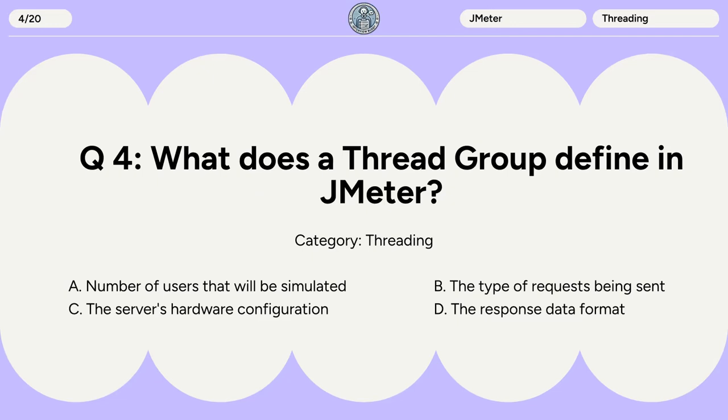Question 4. What does a thread group define in JMeter? A. Number of users that will be simulated. B. The type of requests being sent. C. The server's hardware configuration. D. The response data format.